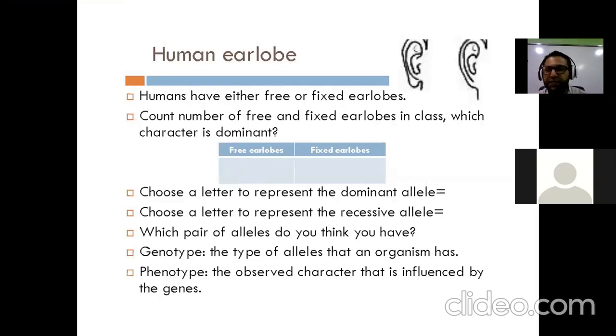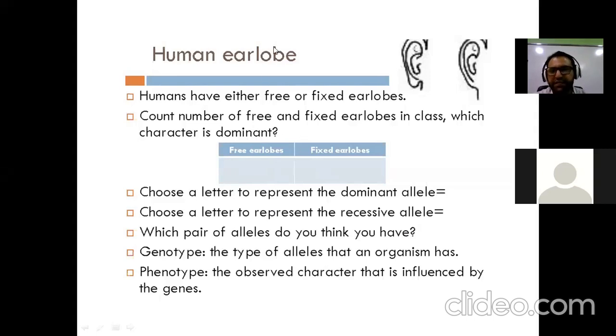After that, I will reach a point that, for example, if the number of free earlobes is more, it means in this population we have the dominant allele, then we will select for that dominant allele. Like for example, if free earlobe is capital, we will keep it as capital E for that dominant, right? I know that free earlobe will be more, so we will select that as dominant, while the other one we will select as recessive, so I can take it small e.